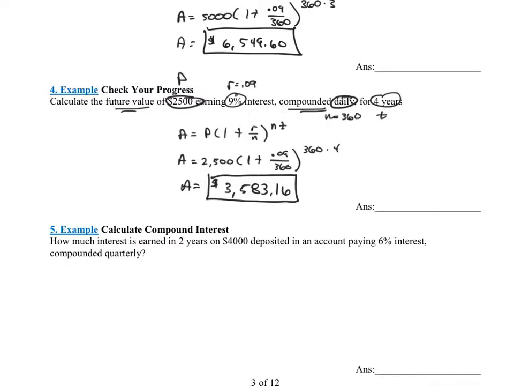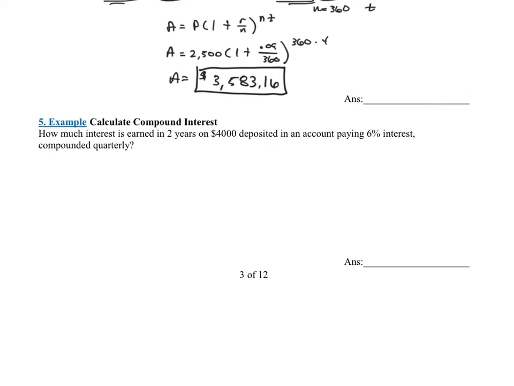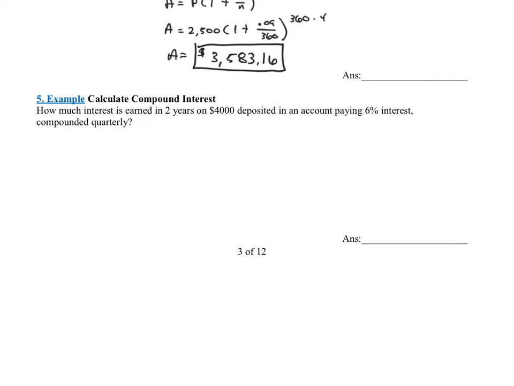Example 5 is a little more difficult, so let's read it first, make sure we understand what we're doing. It says, calculate how much interest is earned in 2 years on $4,000 deposited in an account paying 6% interest compounded quarterly. So this one's different in the sense that it wants to know how much interest is earned. In other words, it wants to know I. And that's an issue because none of our formulas so far for compound interest formula has had I before. So we're going to have to think about how are we going to be able to do this.